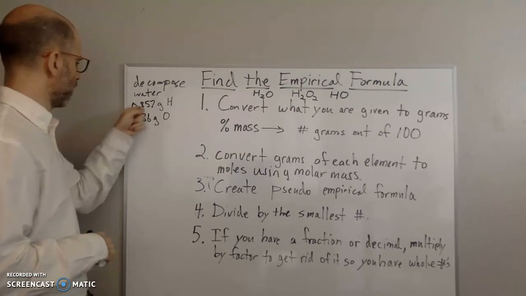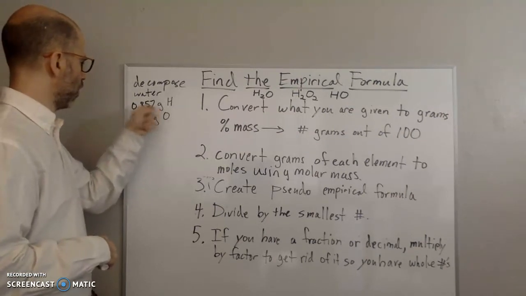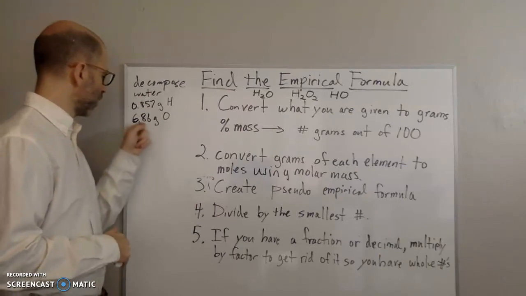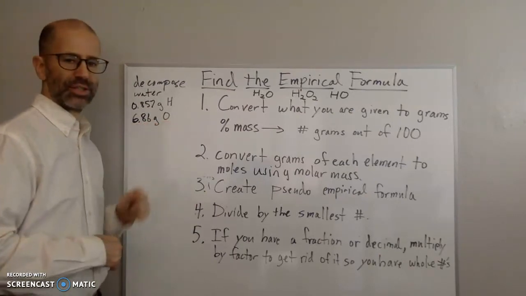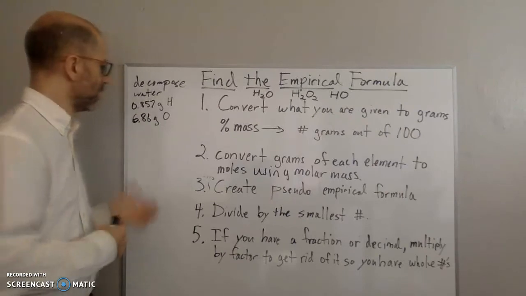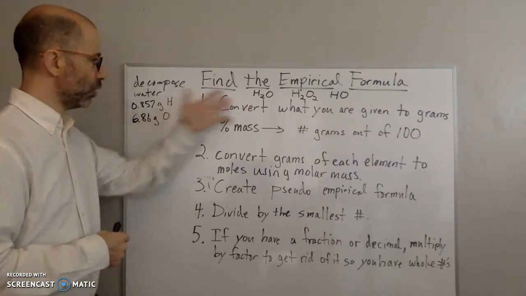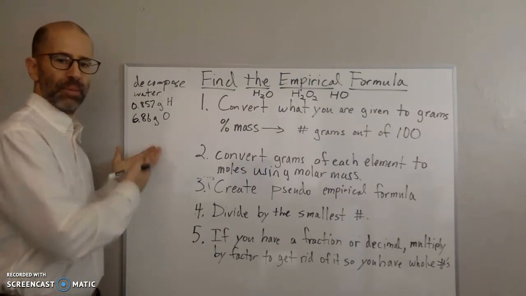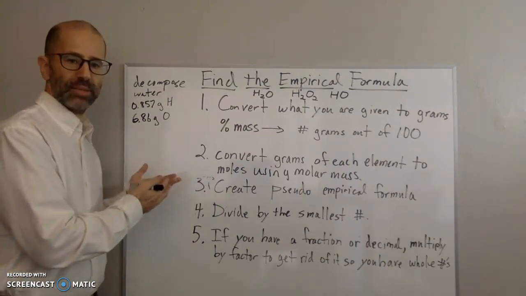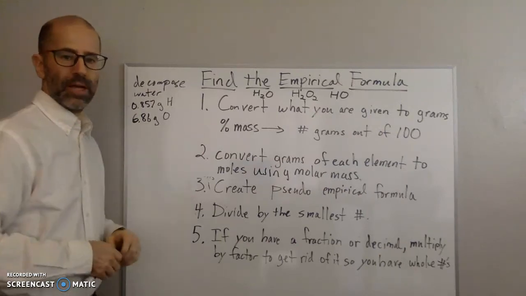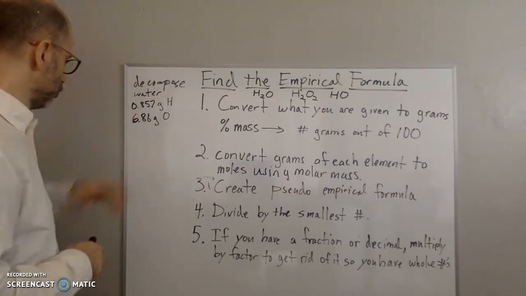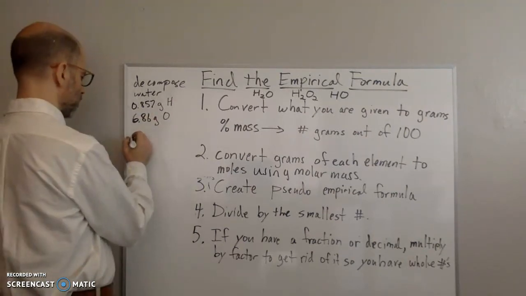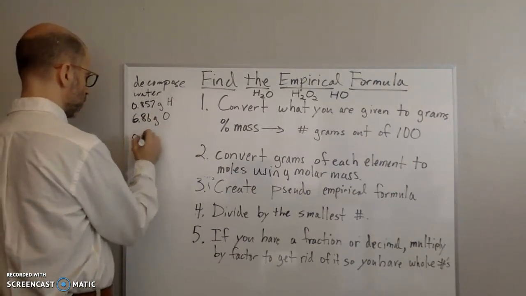You get 0.857 grams of hydrogen, and you get 6.86 grams of oxygen. So that's the data they're giving you. So my first step is to convert what you are given to grams, but they already gave me the breakdown of my substance into grams, right? So then what I do is I take the gram amount and convert that to moles.